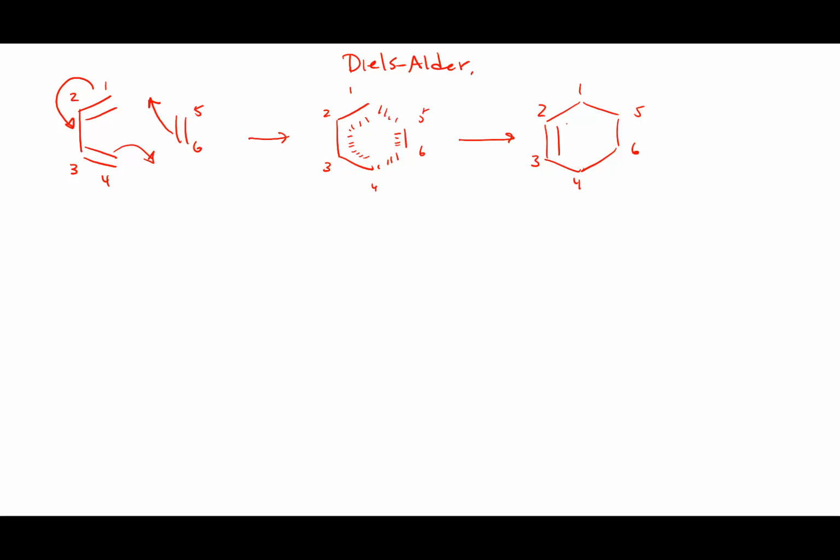So this is Diels-Alder. I'm forming a 6-membered ring. There are a lot of rules for Diels-Alders, just a couple of them to start with, and then we'll get into more of the rules on Friday. Number 1, the conformation of the diene has to be S-cis. Not cis, S-cis. So what's the S stand for?